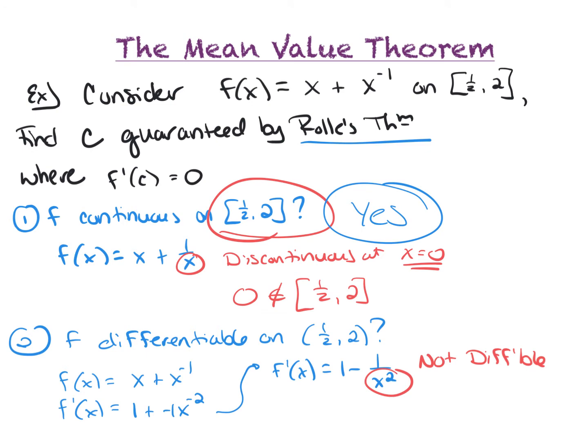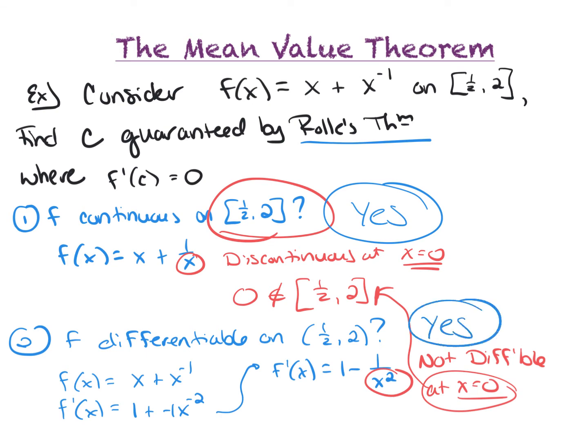I'm going to use my abbreviation diffable. It's not differentiable at x equals 0, which is not a problem for us because, again, x equals 0 is not in our interval from 1/2 to 2. This derivative does exist from those points 1/2 to 2. So yes, it is differentiable from 1/2 to 2. Let's check the final condition.